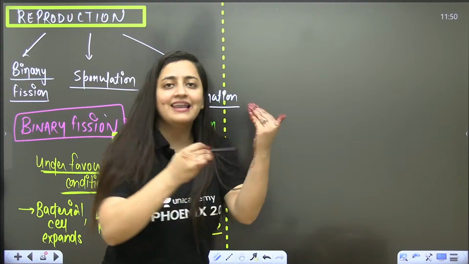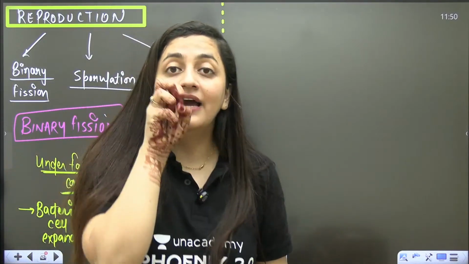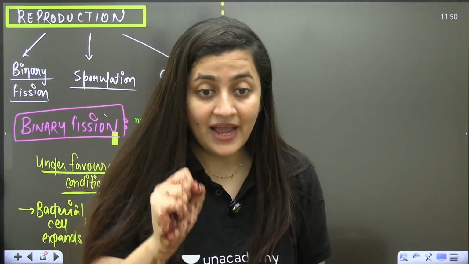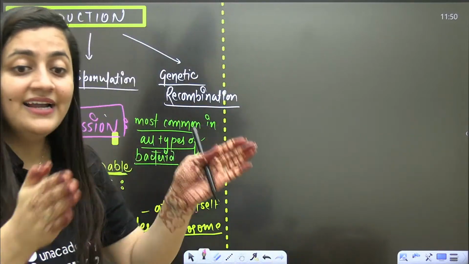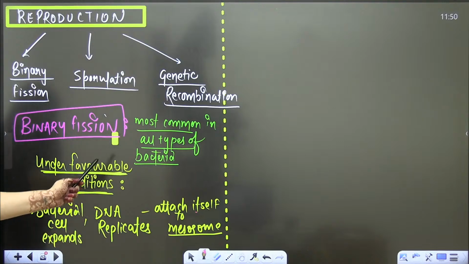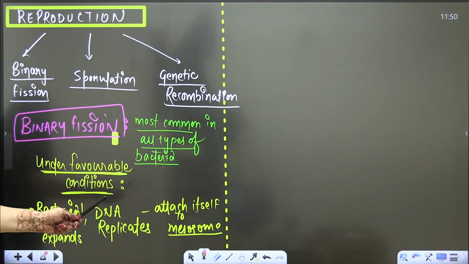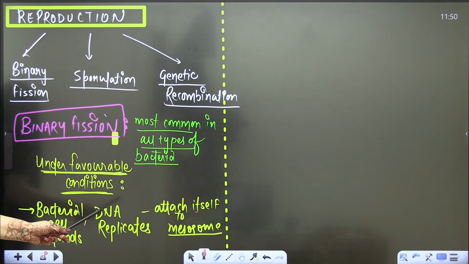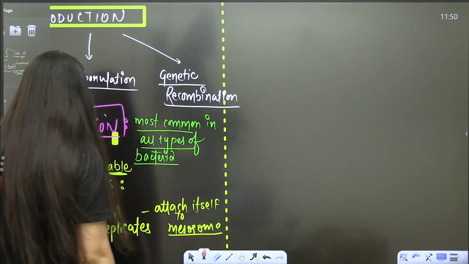These are the finger-like enfoldings in bacteria. They have the respiratory enzymes, plus they will help in dividing the DNA equally to the two daughter cells. Do you remember that? Yes. So basically the bacterial cell will expand.